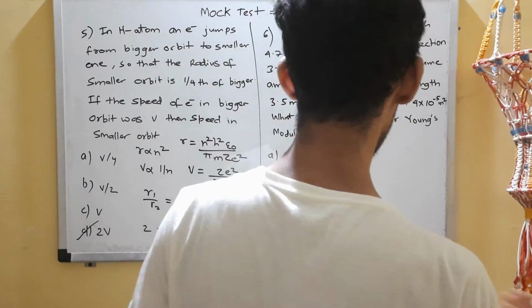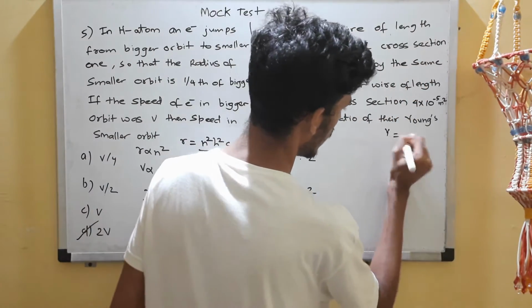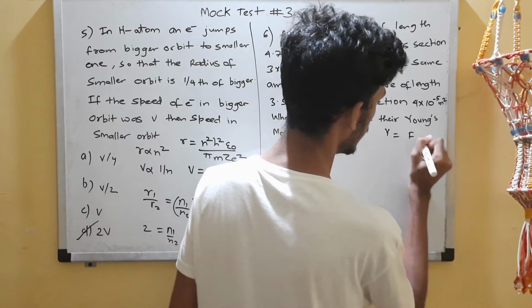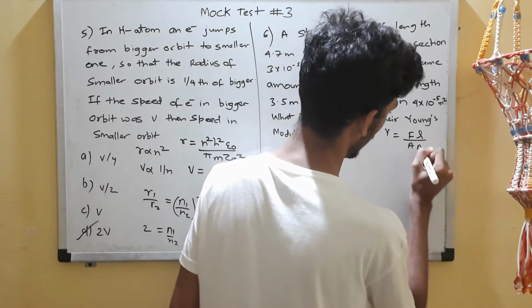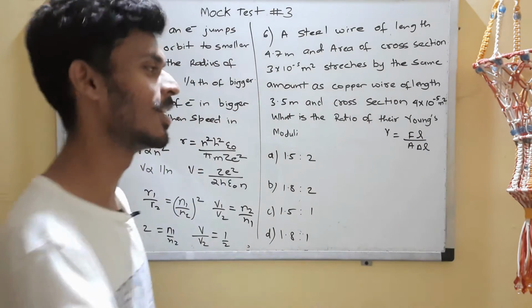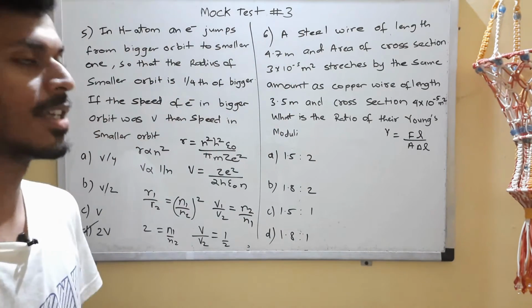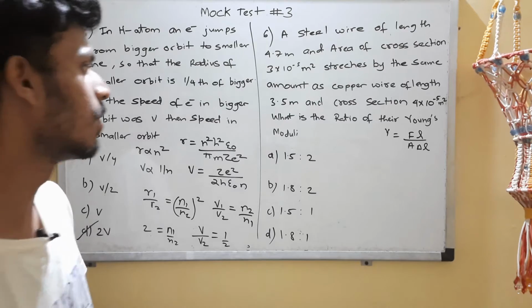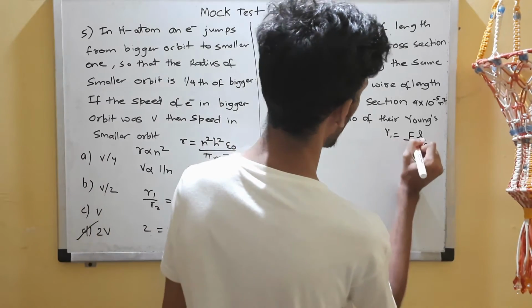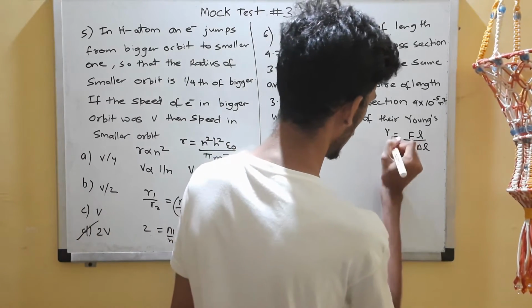Okay, pretty straightforward question because Young's modulus, as you might know, is FL by A delta L. Remember this formula? We made a song out of it. Yeah, so FL by A delta L. Okay, Young's modulus is FL by A delta L. So in case of steel, we can use F1. We can use Young's modulus as Y1.